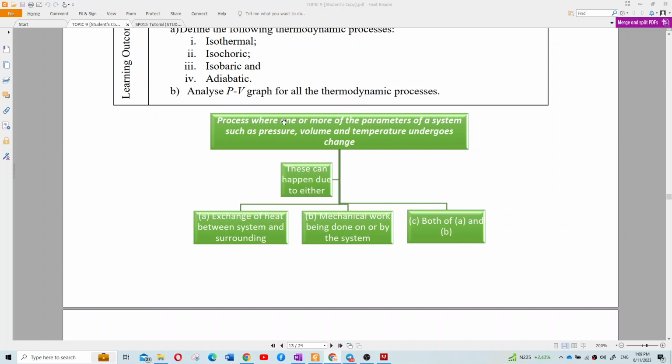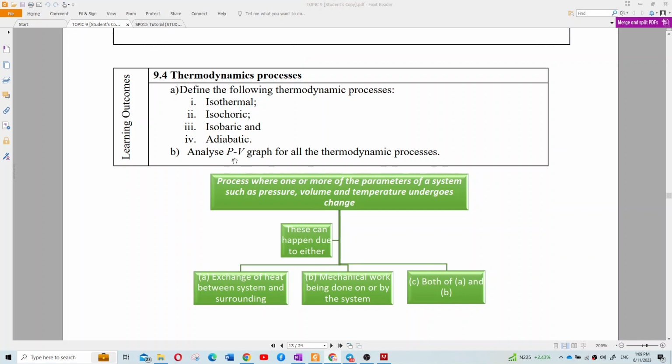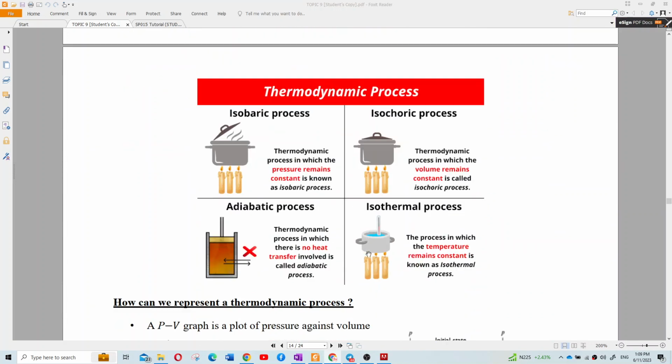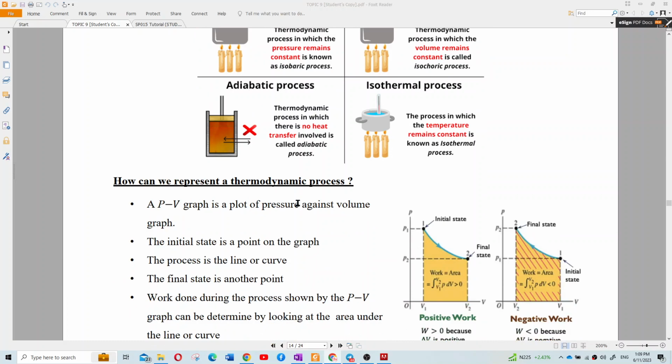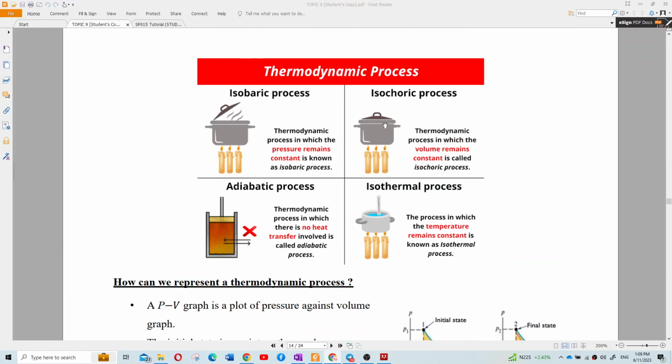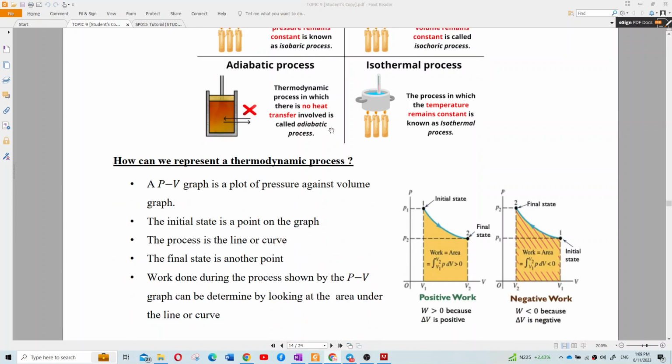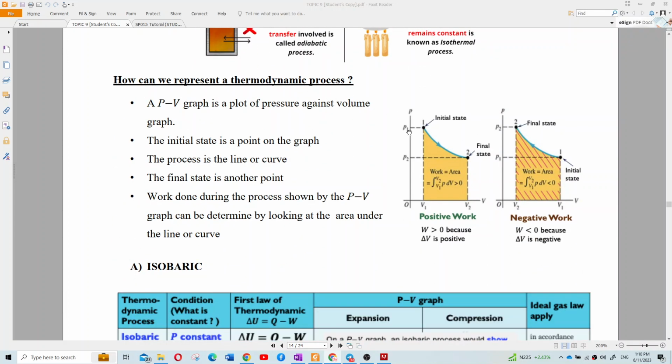These two, heat and work done, cause changes to pressure, volume, and temperature. Both of these factors contribute to the change of pressure, volume, and temperature, and also to the change of the PV graph. Okay, so we will look at them one by one. Don't be afraid. I will teach one by one, slowly. So first, before I touch on thermodynamic processes, I want to touch on the PV graph first.